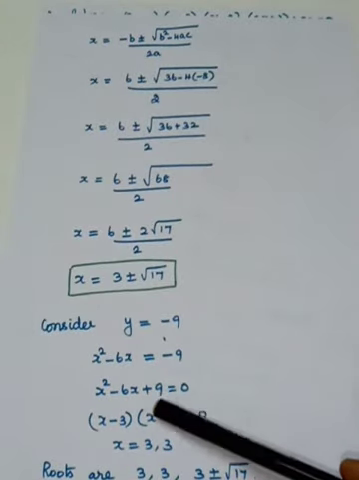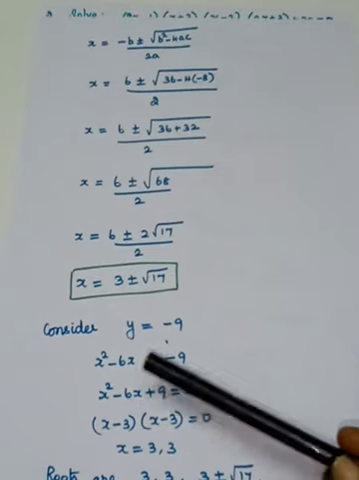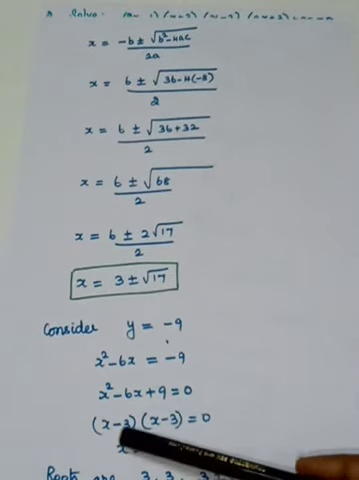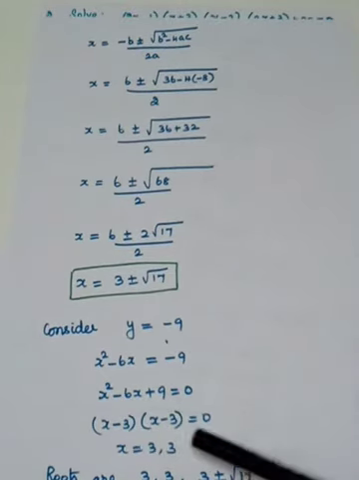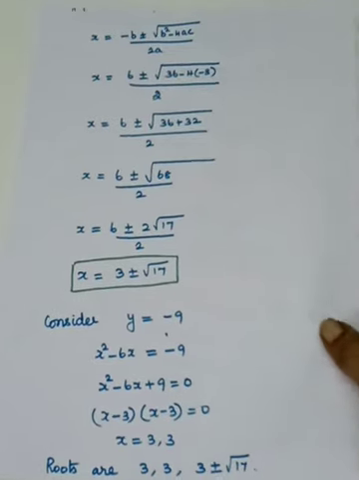It is plus 9. So if you factorize, we can easily factorize. The product of the two terms is 9 and the addition is minus 6. So therefore minus 3 minus 3. So x minus 3 into x minus 3 is equal to 0. X is equal to 3, 3. So therefore the roots are 3, 3 and 3 plus or minus root 17.